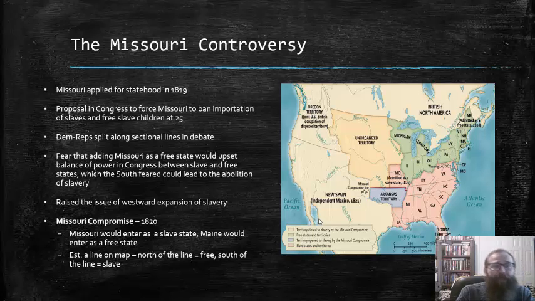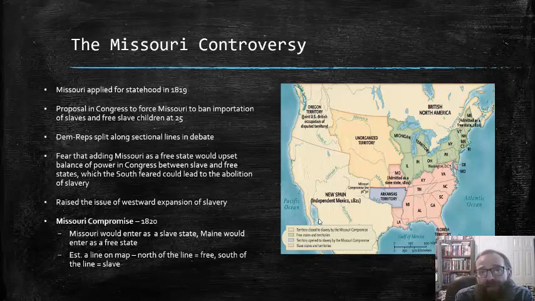There was a fear that adding Missouri as a free state would upset the balance of power in Congress between slave and free states, which the South feared could lead to the abolition of slavery if the free states got a majority in Congress. This also raised the issue of what to do about the westward expansion of slavery. How would that take place? What would that look like? Would slavery even continue to spread westward, or would it be halted at its current limits? These were all questions in the air at the time, and questions raised by this controversy.